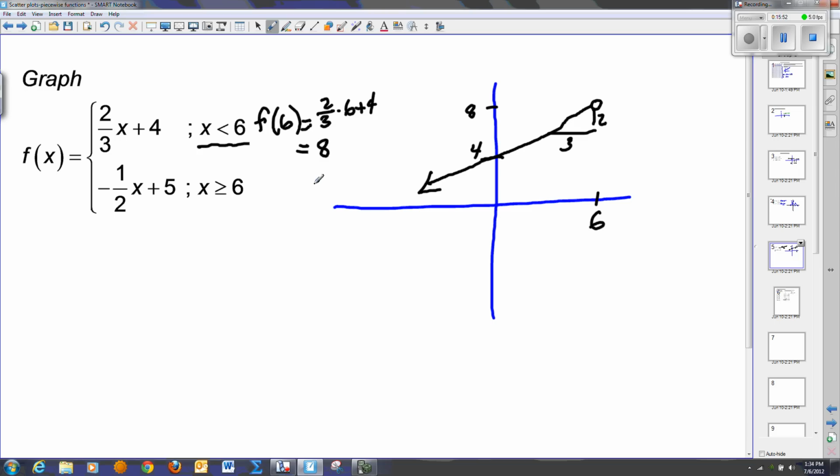Next, I have to find out the value of -1/2 x plus 5 when x is equal to 6. So again, I'm going to take f of 6 in this case, which is -1/2 times 6 plus 5. -1/2 times 6 is -3 plus 5 is +2. So at 2, I get to put a closed circle this time because 6 is included, and now I can do a slope of down 1 and over 2. Connect the dots, and there's my piecewise function.